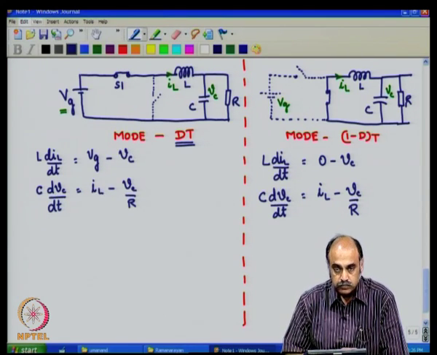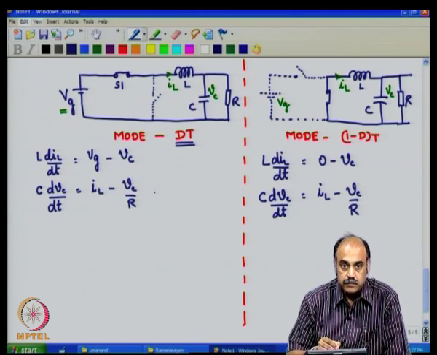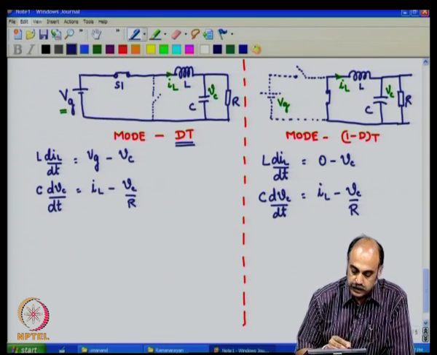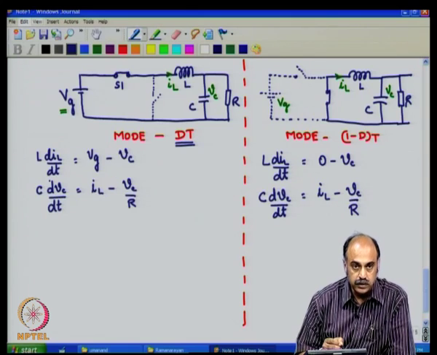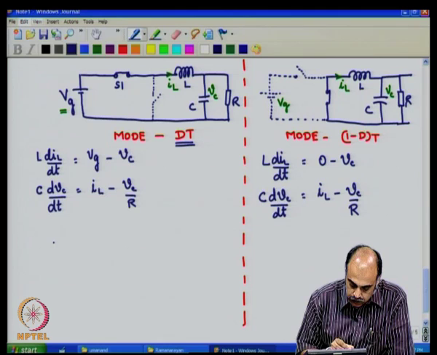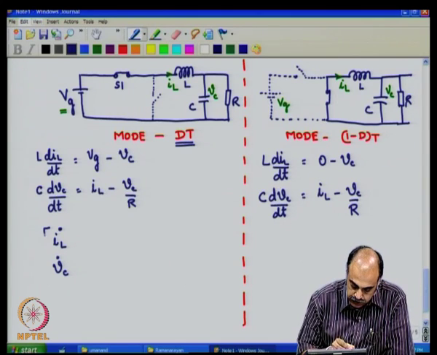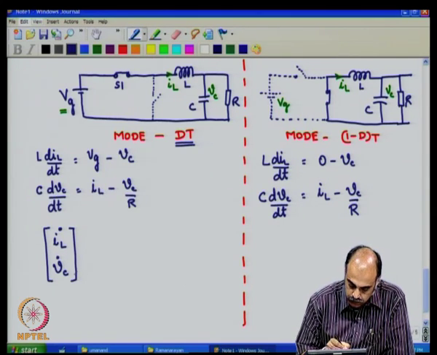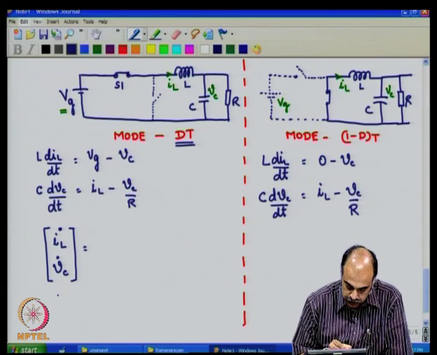So, we now have two equations each. We now put them in the state space representation. Each of these sets of equations you can put in the state space representation as follows. You have IL dot, Vc dot. They represent the derivatives of the state vector, nothing but x dot.